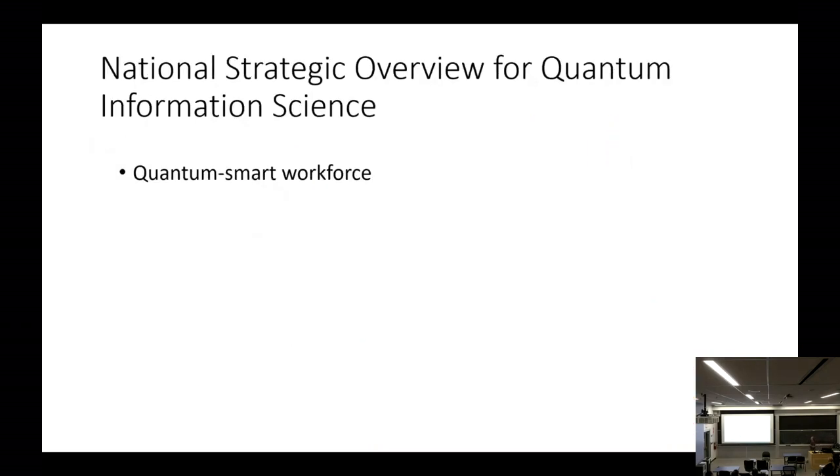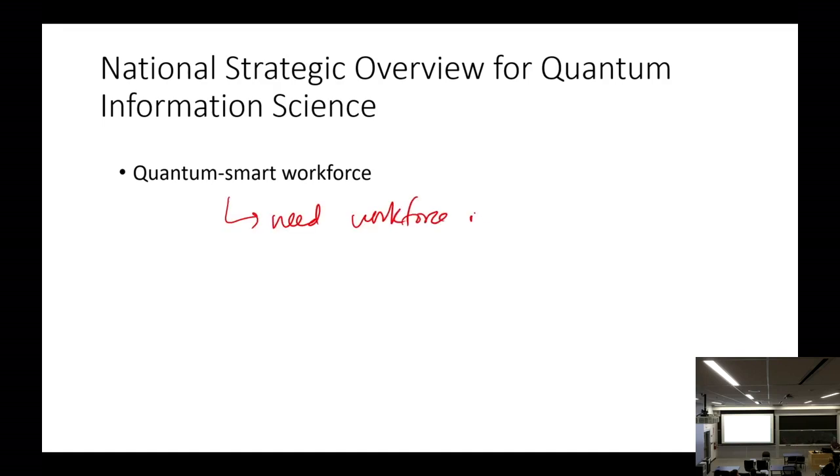All right, so one of the other things I had you all read was this National Strategic Overview for Quantum Information Science. And one of the big things that grounds this report is the desire to create, or to educate, a quantum smart workforce.